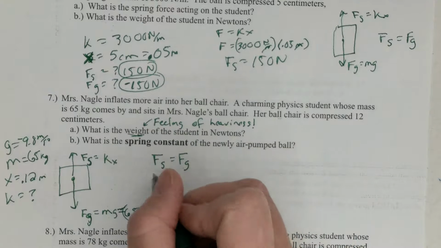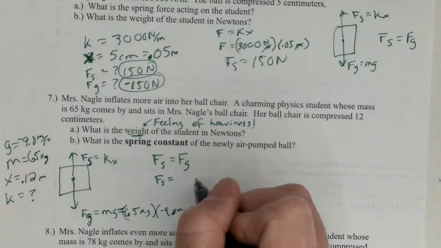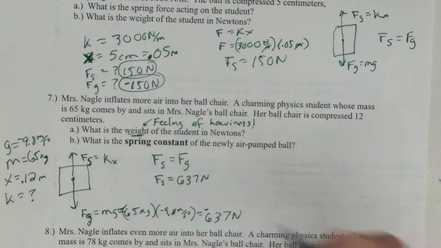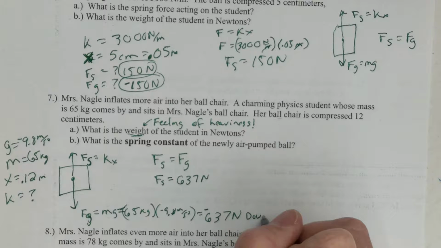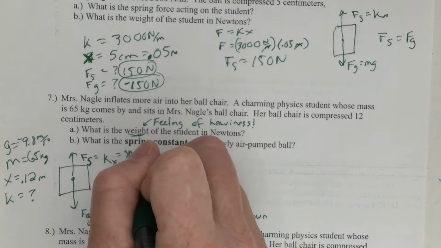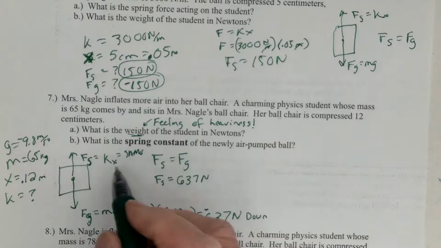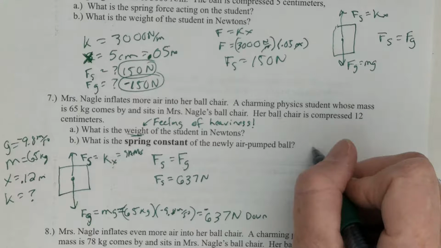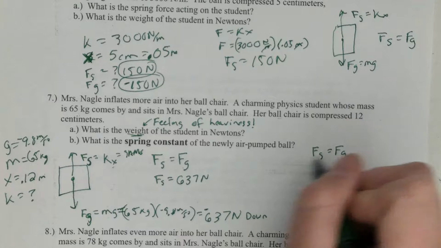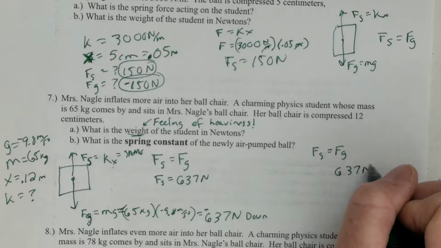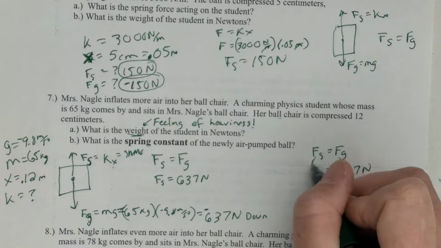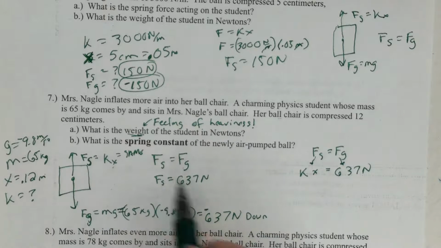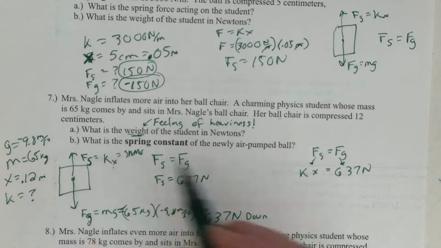That means these two are equal to each other. So the force on the spring is also equal to 637, the same. This is down, technically, and they're the same. Because they're equal and opposite, now I could technically solve for K here. So I could say my force of the spring is equal to my force of gravity. I replace that: 637 newtons. Now I could say 637 newtons and solve for K.